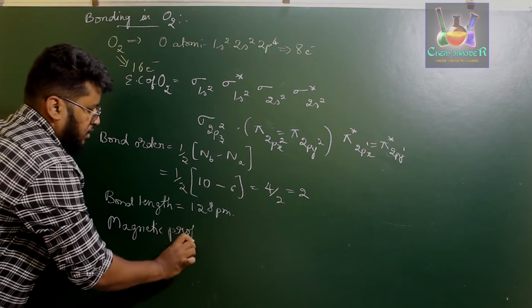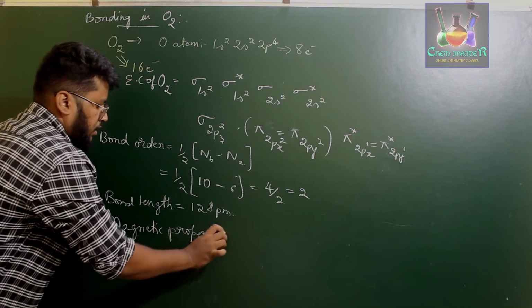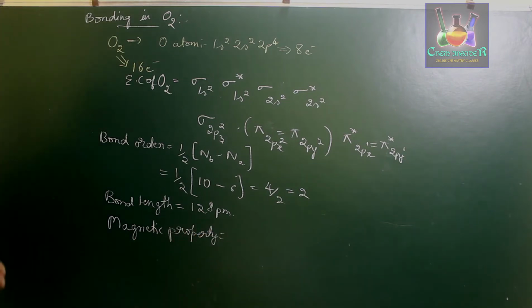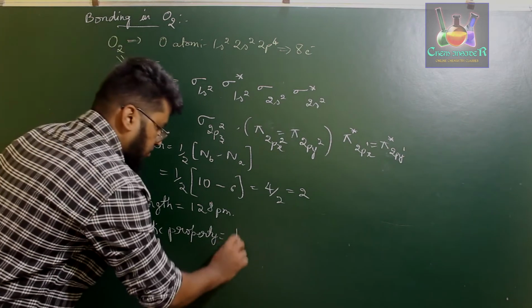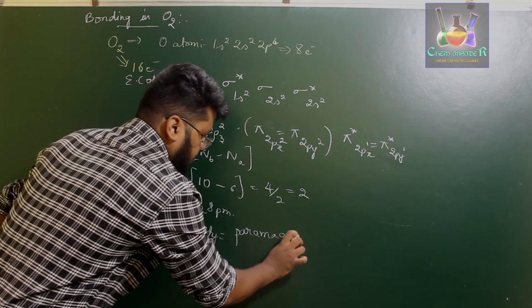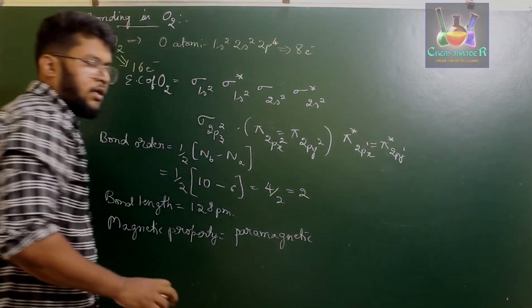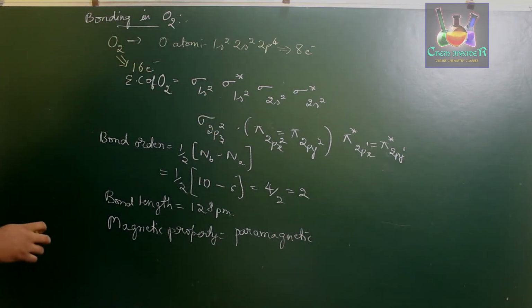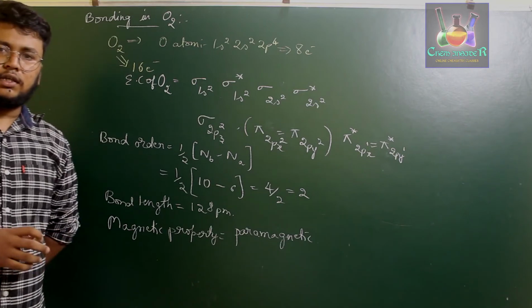The reason we consider molecular orbital theory is that it explains both theoretical and experimental magnetic properties of molecules using unpaired electrons. So the oxygen molecule, which was found to be paramagnetic both theoretically and experimentally, holds good according to the molecular orbital theory.